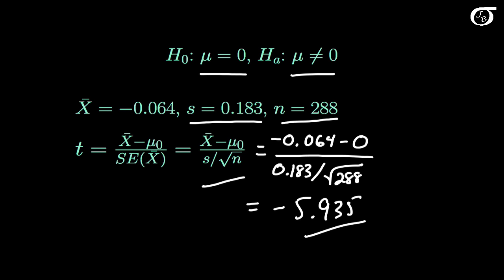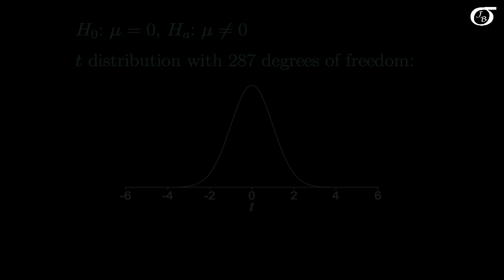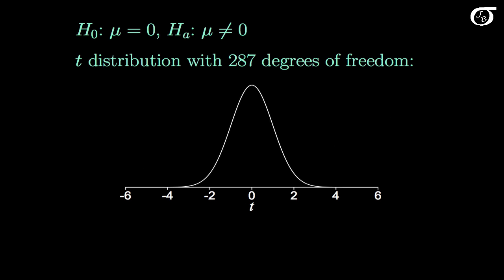Now we need to get the p-value, and the p-value is going to come from the t-distribution with the appropriate degrees of freedom. For the one sample problem, the degrees of freedom are n minus 1, or in this case, 287. Here's a t-distribution with 287 degrees of freedom.